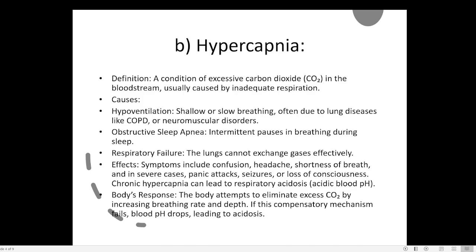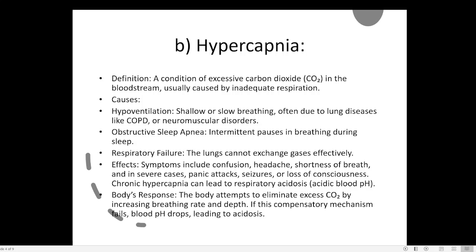Now we move to the second situation, that is hypercapnia. Coming to hypercapnia, first we will understand the meaning of the word. Hypercapnia is a condition of excessive carbon dioxide in your blood, so that your blood contains more carbon dioxide. That situation is what is known as hypercapnia. Now we will see the causes of hypercapnia.